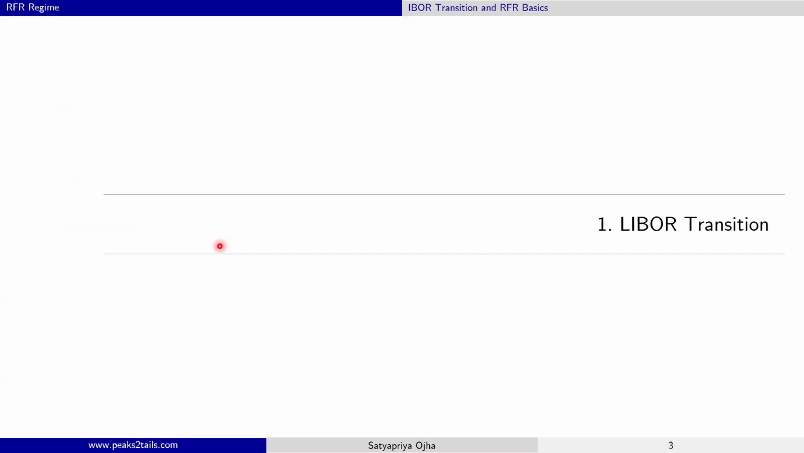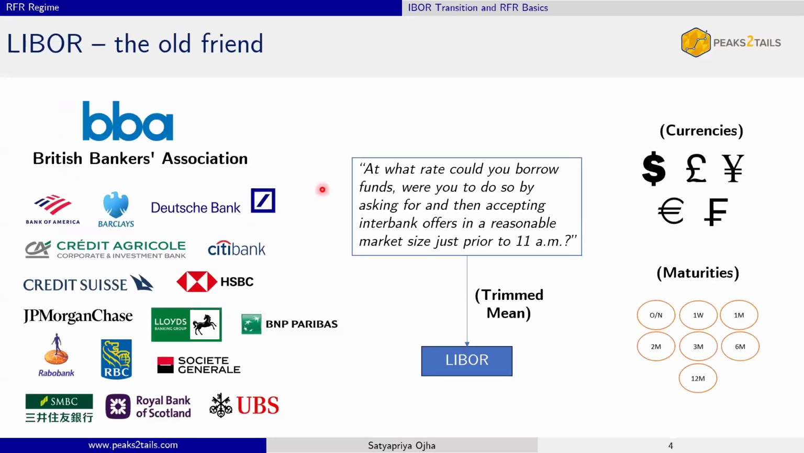First topic is LIBOR transition. So what is LIBOR? Well, once upon a time, we used to have this fundamental benchmark curve called LIBOR, London Interbank Offer Rate. And there was a British Bankers Association, BBA, which was composed of 16 banks. The number of banks changed from 16, they went to 18 at some point, right? But let's consider there are 16 primary banks that constituted this British Bankers Association.